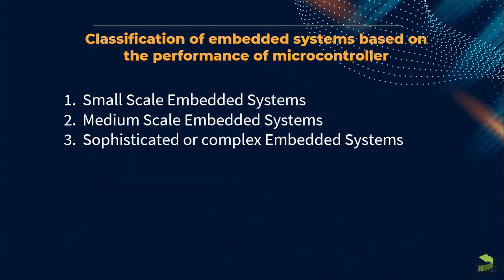Okay, the last one is the sophisticated or complex embedded system. These are designed using multiple 32-bit or 64-bit microcontrollers. These systems are developed to perform large-scale complex functions, and they have high hardware and software complexities. We use both hardware and software components to design the final products of this type of embedded system. Okay, so that's for the classification of embedded systems based on the performance of the microcontroller.